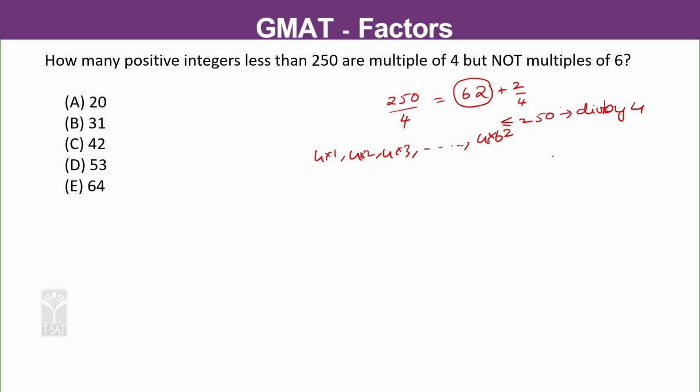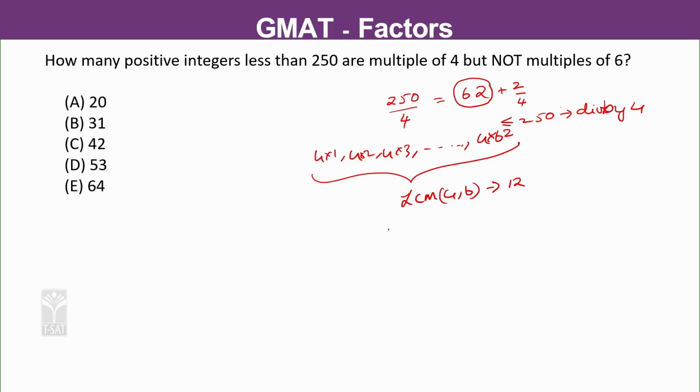Similarly, you check for the multiples of 6, but out of these 62 numbers you are checking whether a number is a multiple of 6. It should not be a multiple of 6. That means it should not be a multiple of the LCM of 4 and 6. What is the LCM of 4 and 6? It is 12. So you will have to check the numbers which are not divisible by 12.